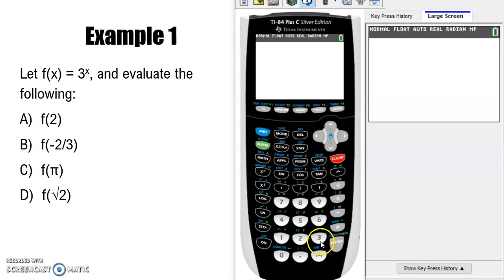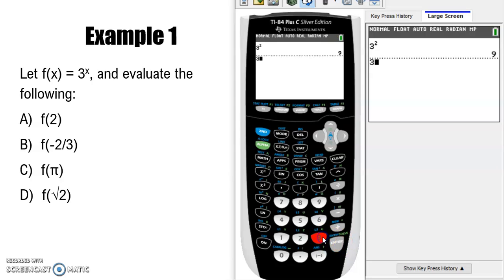Okay, so 3 to the second power, I just hit the exponent there, and I write a 2 as my power. And there it is, 3 to the second power is 9, so the answer to A is 9.